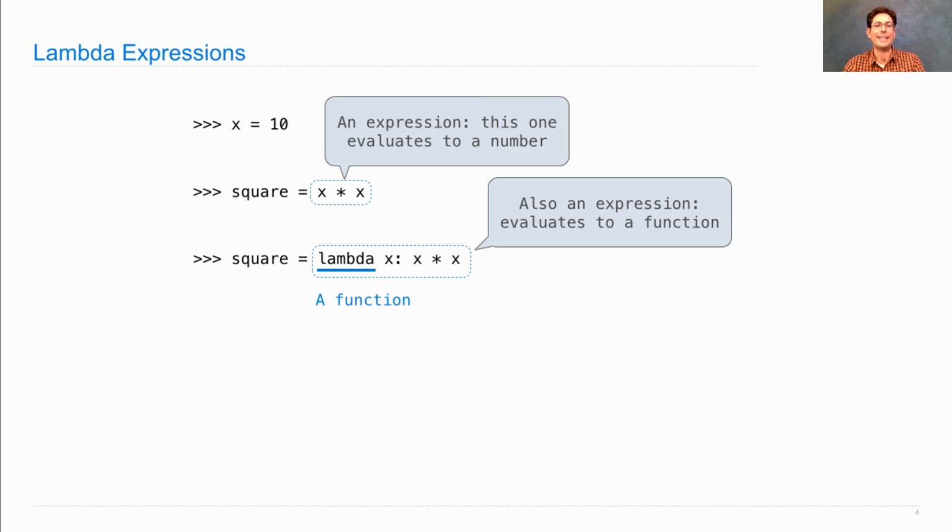And the way to read a lambda expression is as a function with formal parameter x that returns the value of x times x. So eventually, people will start to use the word lambda in casual conversation around you. But what they're meaning is an expression that evaluates to a function that can be interpreted in this way.